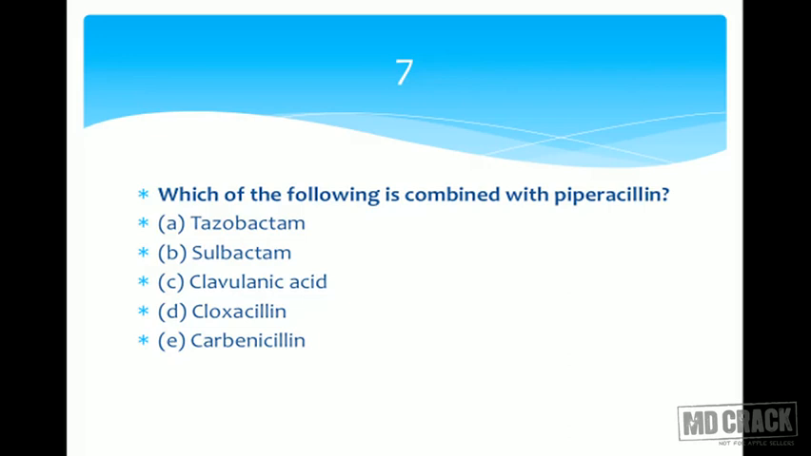I hope you remember we have extended spectrum penicillin. So that's an extended spectrum penicillin, piperacillin. Which of the following is combined with piperacillin? Tazobactam, sulbactam, clavulanic acid, cloxacillin, and carbenicillin.